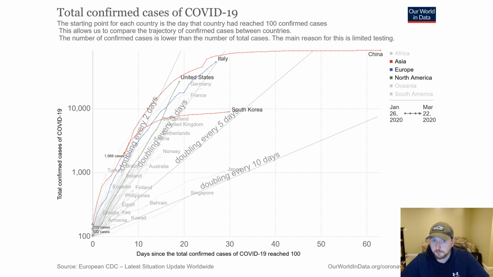Now, we do have a larger population than Italy. We have about 327 million people in the United States, so you're going to expect that to be bigger at some point. But at the same time, the rate of increase is very, very similar between the United States and Italy.